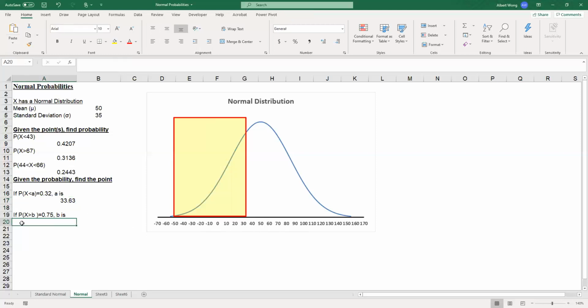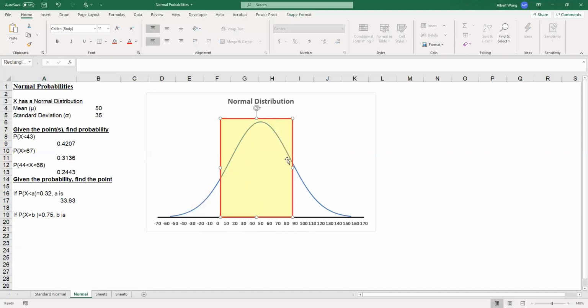On the other hand, the last case, we want to find B so that the probability of x bigger than B is 0.75. Now, 0.75 is more than half. Half is here, more than half. So the point that we're looking for should be around here somewhere, right? So we are given the upper tail. We want to find the point that corresponds to it.